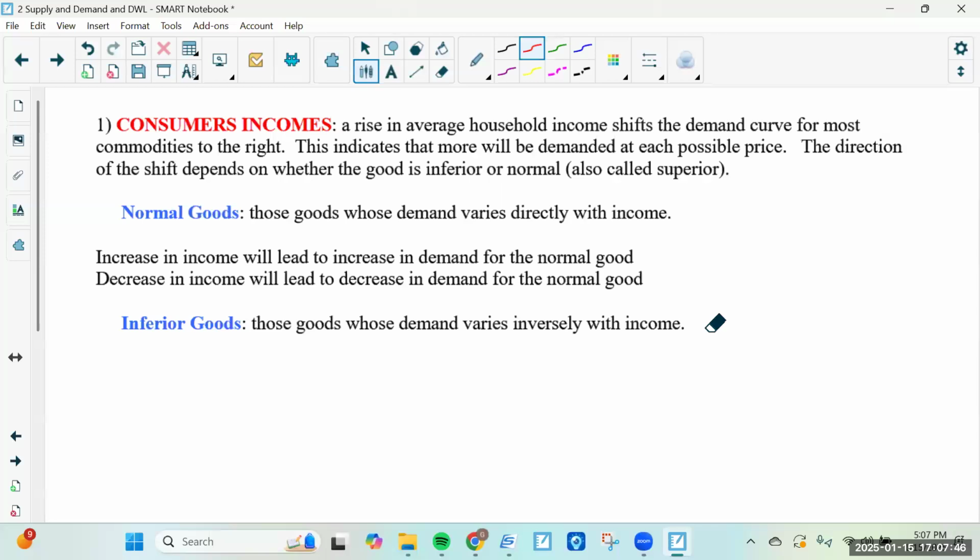Anyways, the first determinant is consumer incomes. All right, and consumer income is just what it sounds like. It's how much money you're making. Who do you think buys more stuff, you or me? Probably me. Why? Because I have a job and I make more money. Some of you have jobs too, and you may make more than me. But for the most part, the higher the income, the greater your demand for a product.